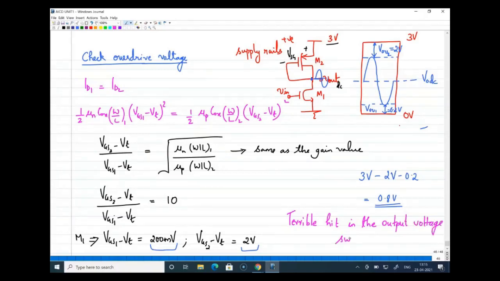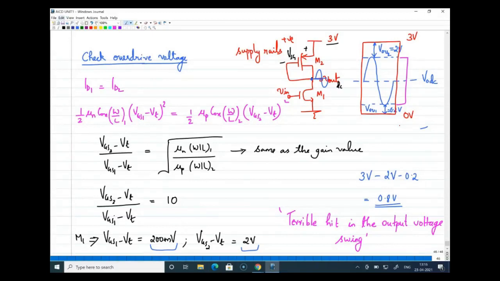What do you mean by a terrible hit in output voltage swing? Because the transistors are consuming a larger voltage to maintain the saturation condition as overdrive voltages, the space or the room available for the output voltage to swing is very less in this case, right? So whatever I am calling room is actually the space for the output voltage to swing. This will definitely cause a hit in the output voltage swing, right?